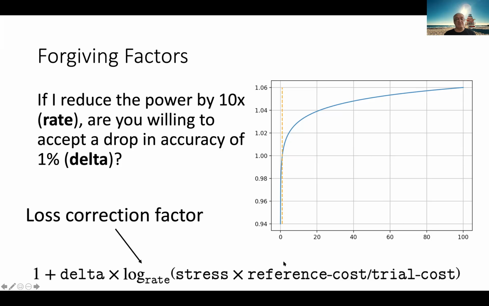This equation has the reference cost in power, or number of bits, or whatever metric you have, and the trial cost. We have the stress level, because you can say my reference cost is at this point, but I don't want this reference cost. I want a lower starting point than the reference cost for you to be able to give me the best optimization. And then you have the rate and the delta to accommodate this. And then this loss correction factor is applied to the accuracy, because when you quantize a model the accuracy drops, and we compensate for that in the search process when you compare two different quantizations.